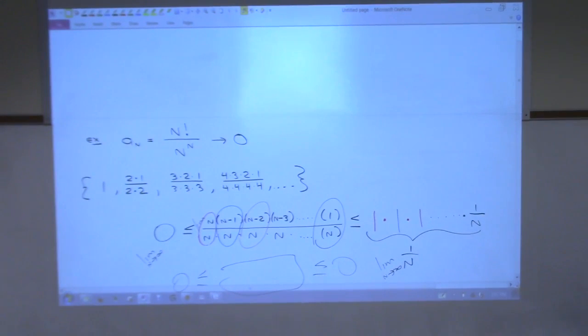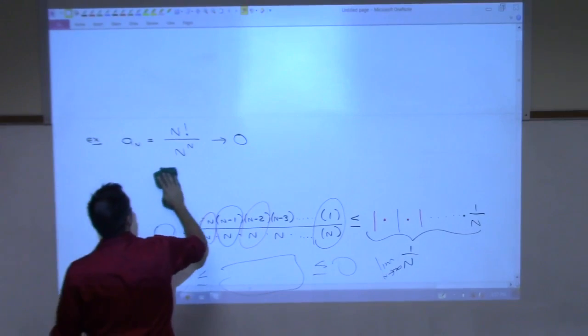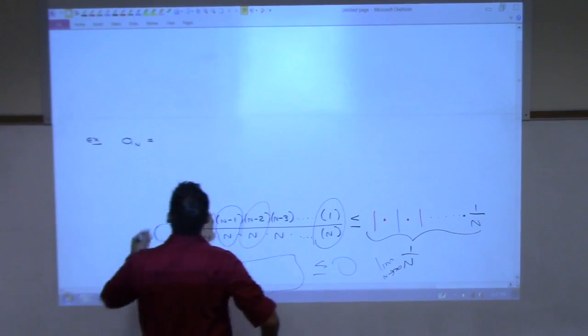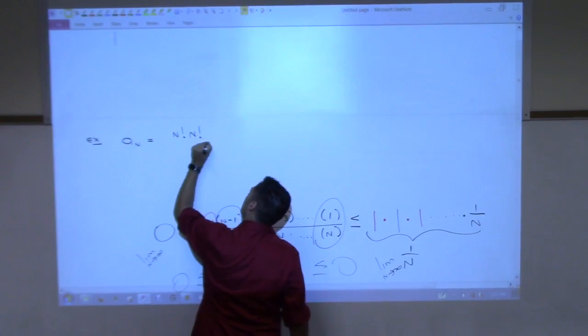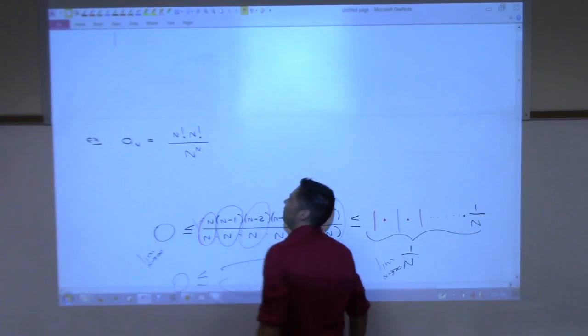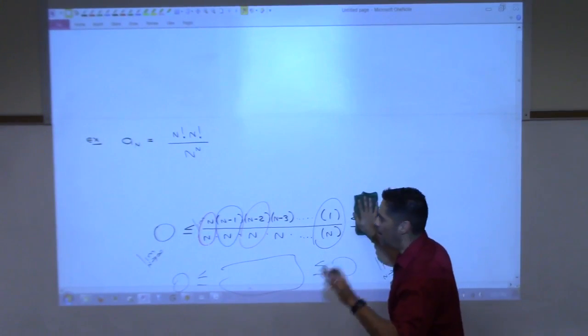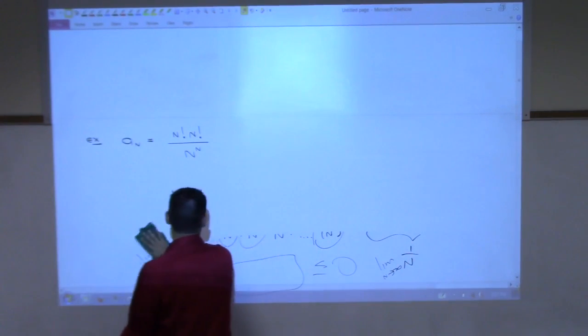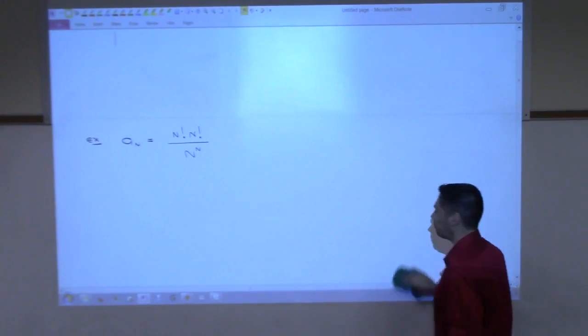I don't know if we're going to be able to do this one, because I'm just making it up right now. N factorial times n factorial over n to the n. Do you still think n to the n is going to win? Like I said, I have no idea if we're going to be able to do this. Shall we write it down?